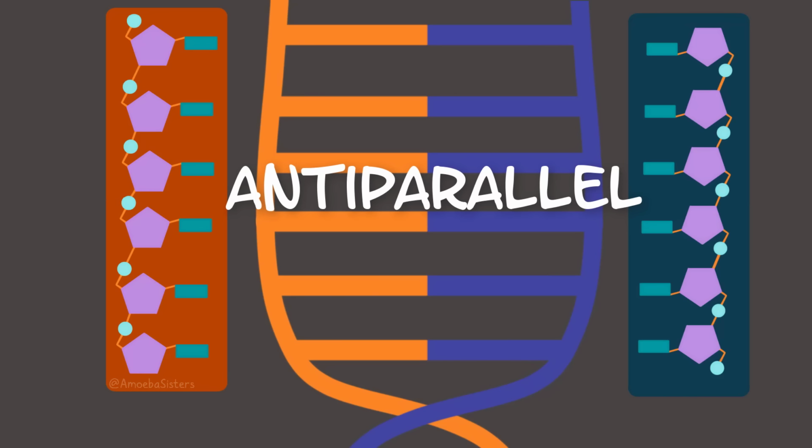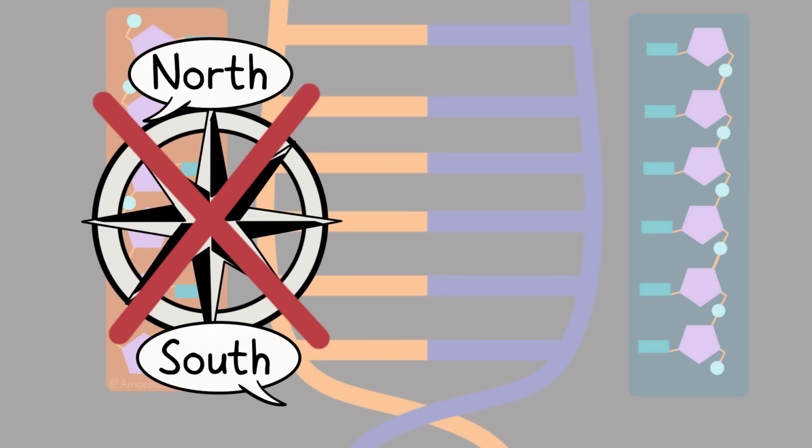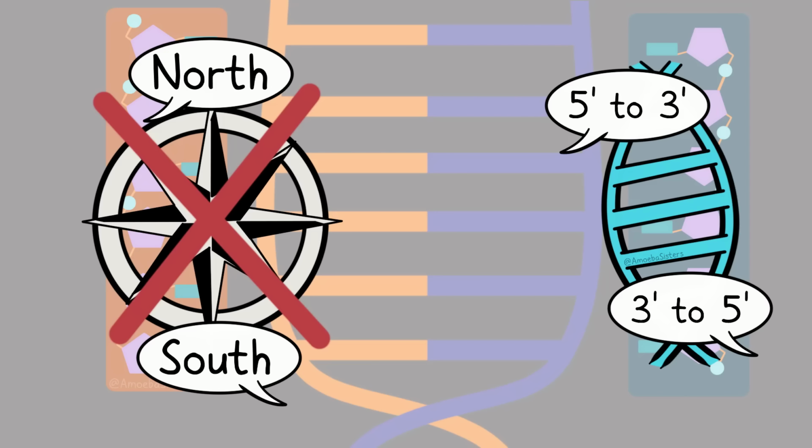What do we mean by direction? Well, with DNA, we don't say north or south. We say DNA either goes 5' to 3' or 3' to 5'. What in the world does that mean?